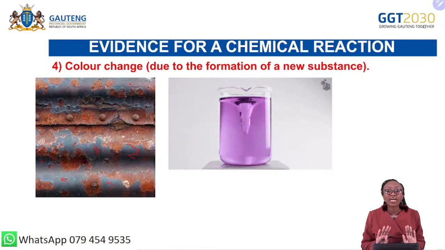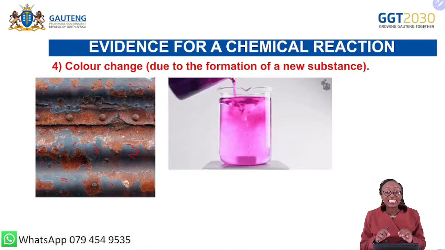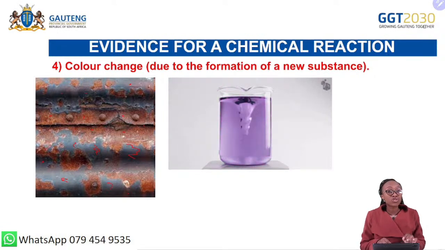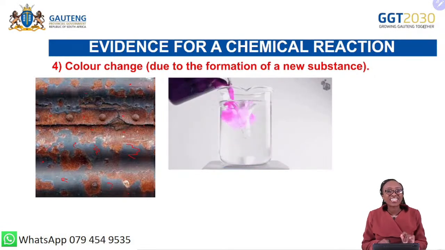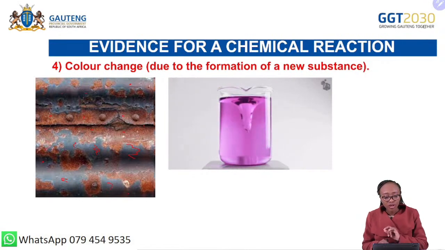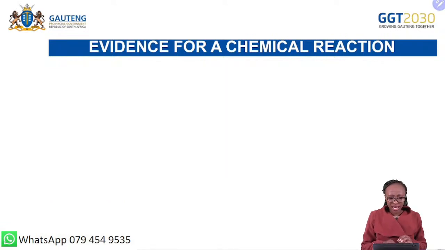The color of the product is different from the color of the reactants. The first one is clear, the second one is purple, and then the product is green. So there is a difference between the color of the reactants and the color of the product. That is another way we can tell that there has been a chemical reaction.